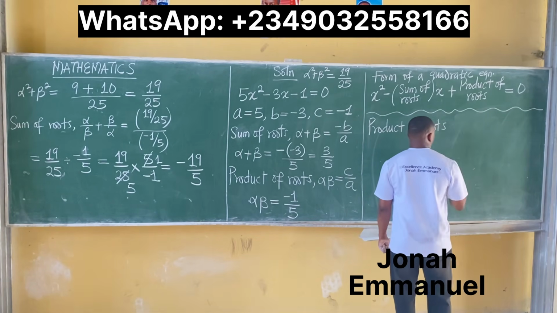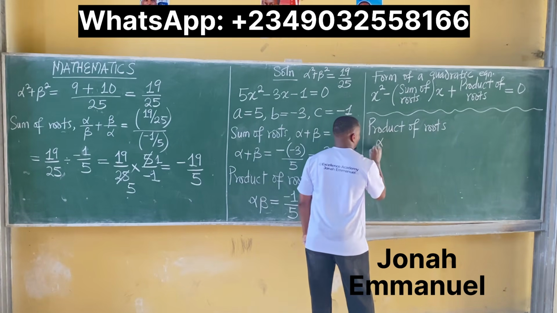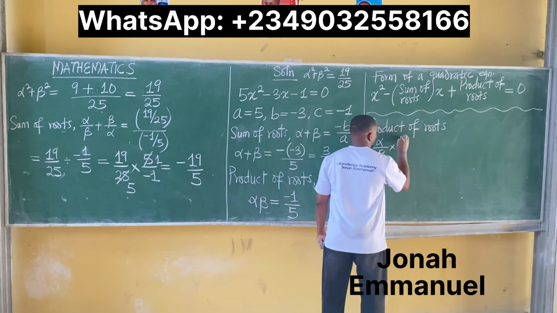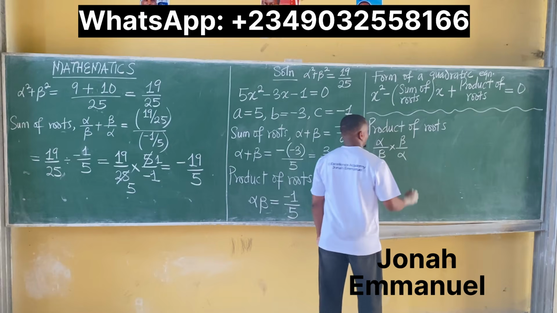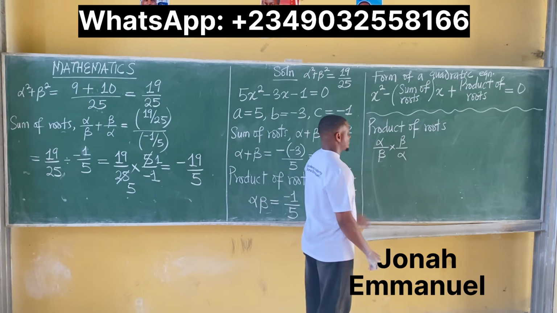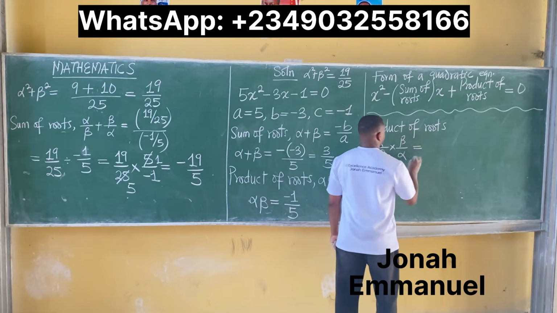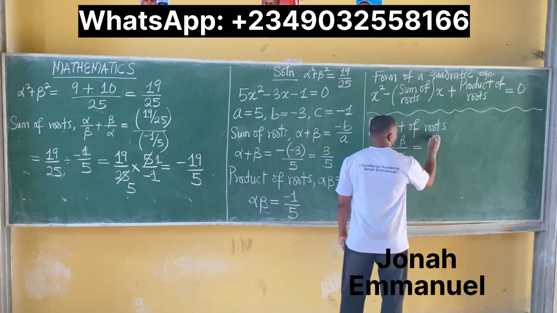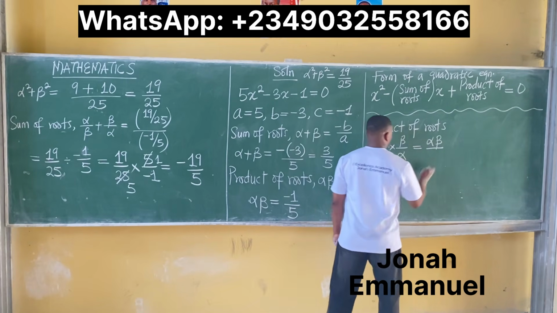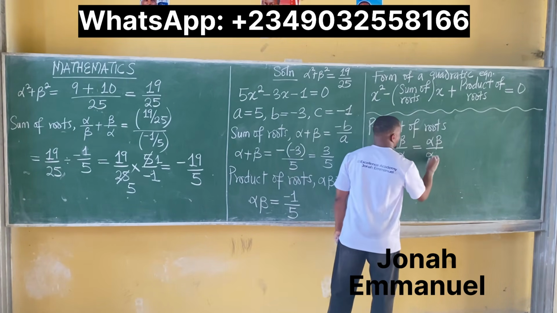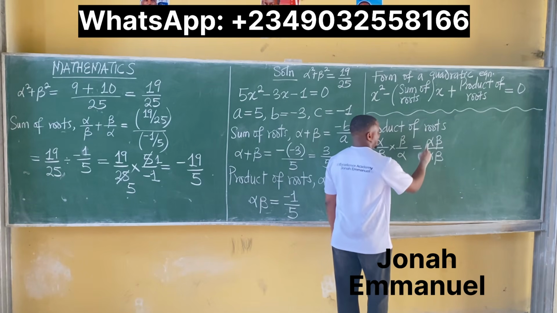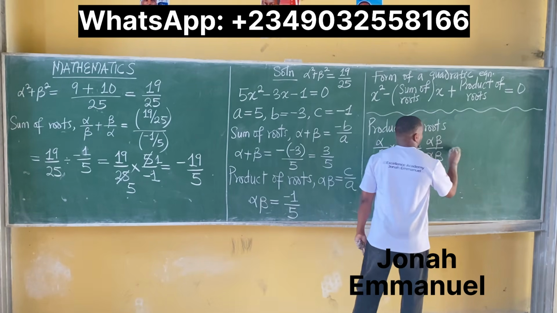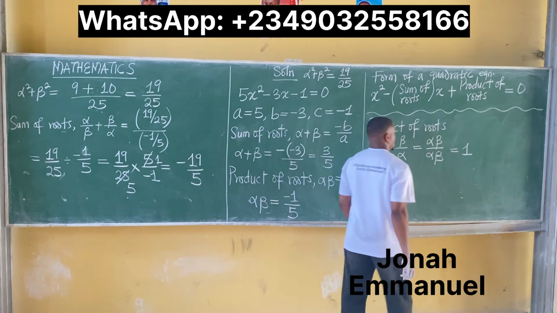For this case, they use alpha over beta times beta over alpha. Right? This is what they give to us, this and this. So let's multiply them. If you multiply this, alpha times beta is alpha beta, all over beta times alpha, which is alpha beta. Looking at this, you can see that they're the same thing. So they will cancel out to give you what there? 1.